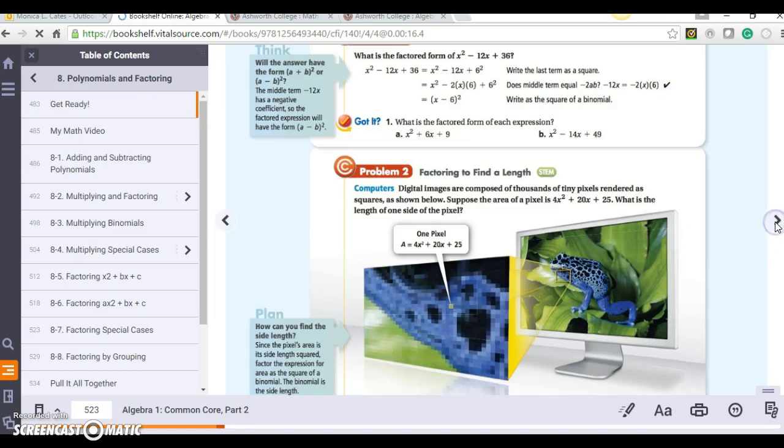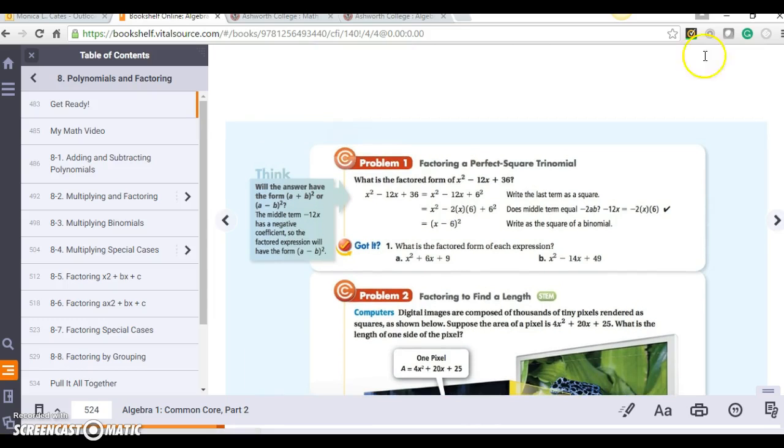So let's look at some more examples by looking at problem number 1. It's factoring a perfect square trinomial. What is the factored form of x squared minus 12x plus 36? The first thing I'm going to do is see, well, I already know the first term, x squared is my a term. So that's x squared. And my last term, can it be written as a square? It sure can. So I have 6 squared, which is 36.